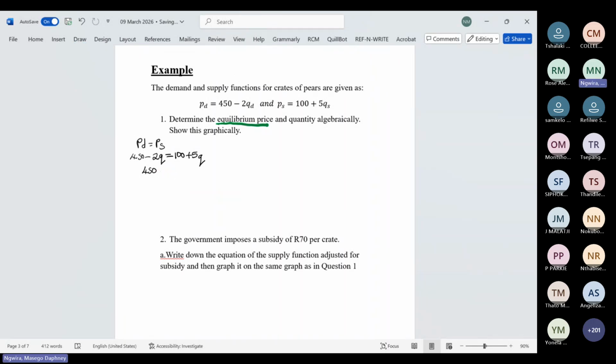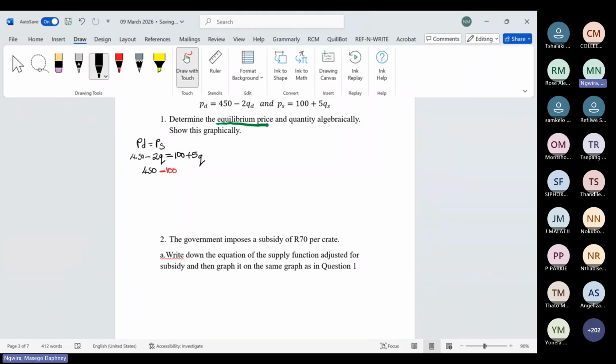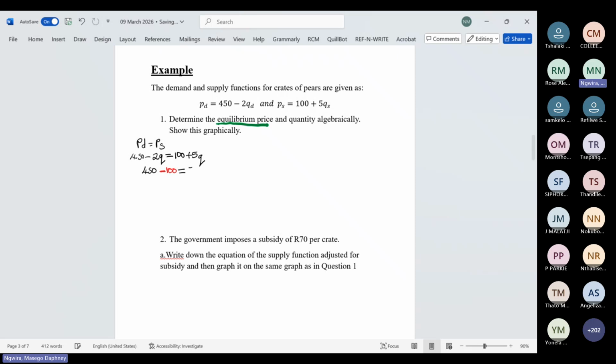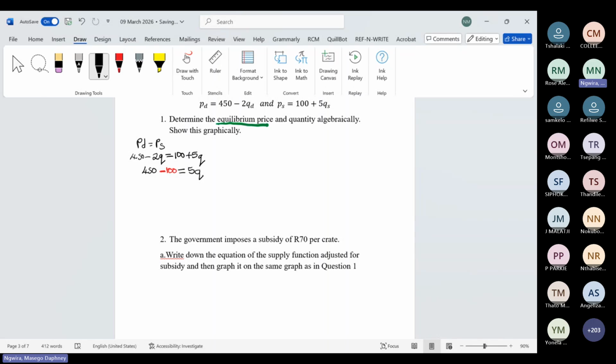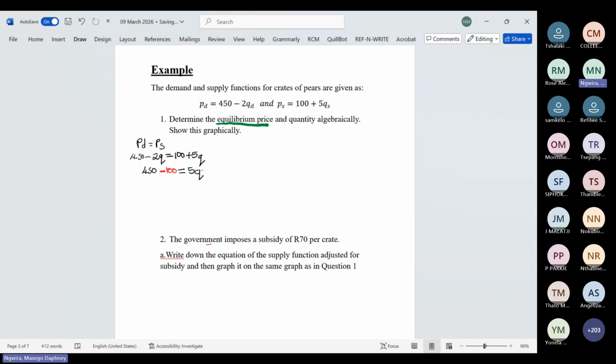Yeah, so this will be minus 100, because the 100, I took it from my right-hand side and I'm putting it to my left-hand side, so it changes the sign. Then this is equal to 5Q, which is positive. Then I'm going to take this negative 2Q to the other side. It's going to give me a positive 2Q.